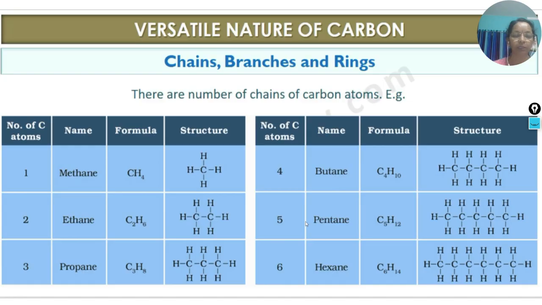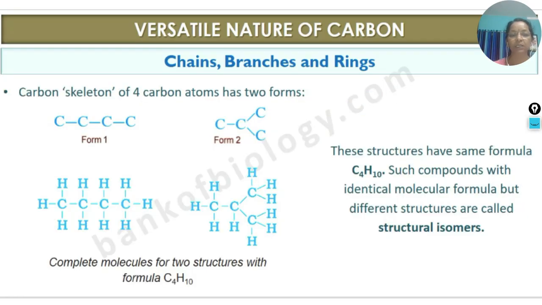So meth, eth, prop, but, pent, hex are indicating the number of carbons present. Meth for 1, eth for 2, prop for 3, but for 4, pent for 5, hex for 6 carbons respectively. Okay, that's it. Now we already talked about branching.